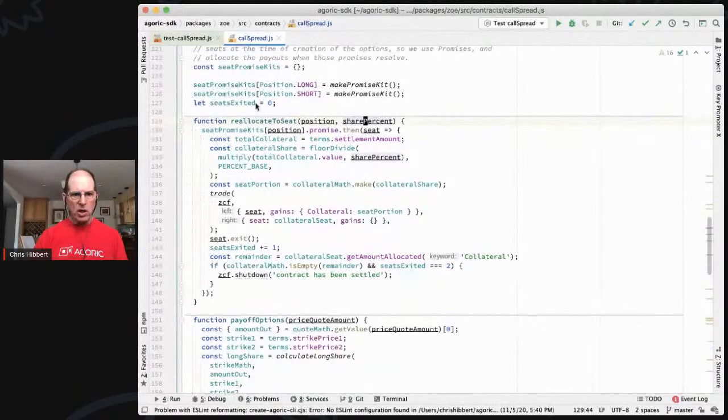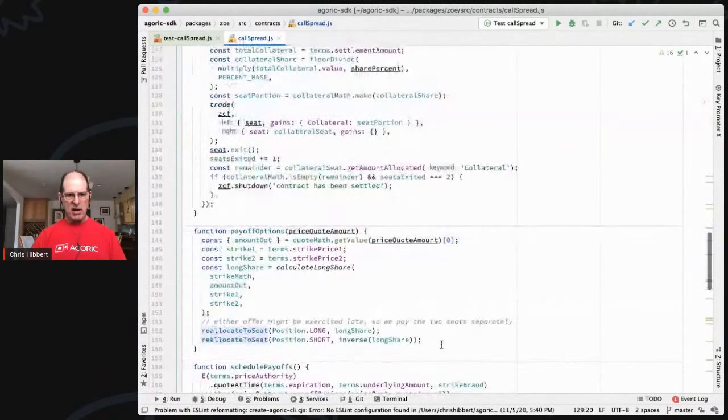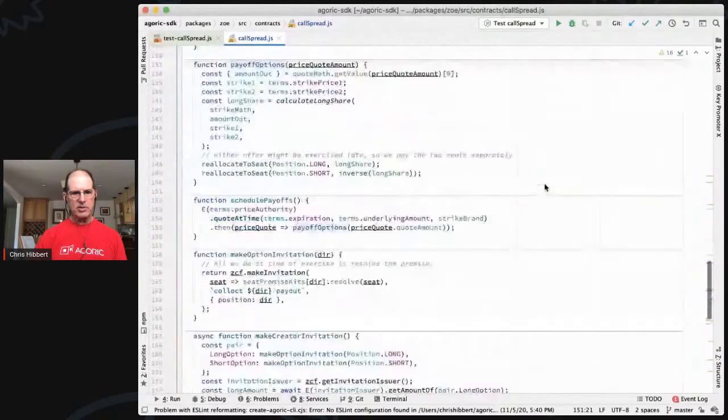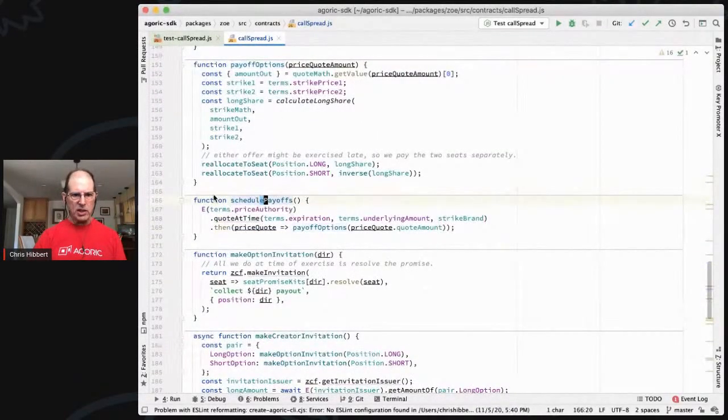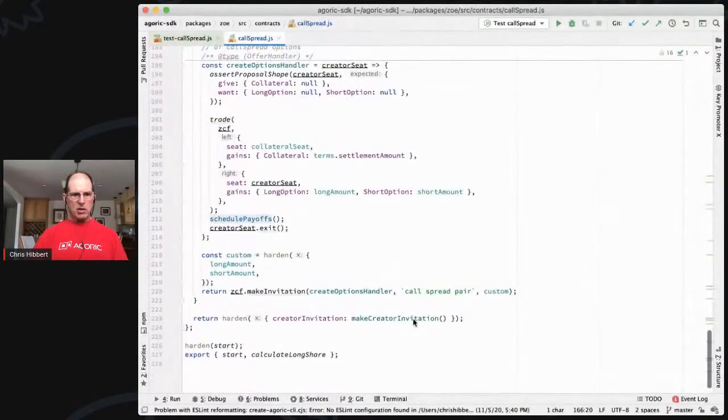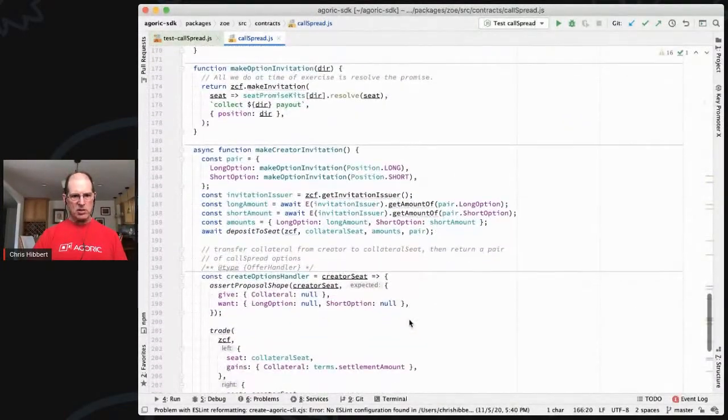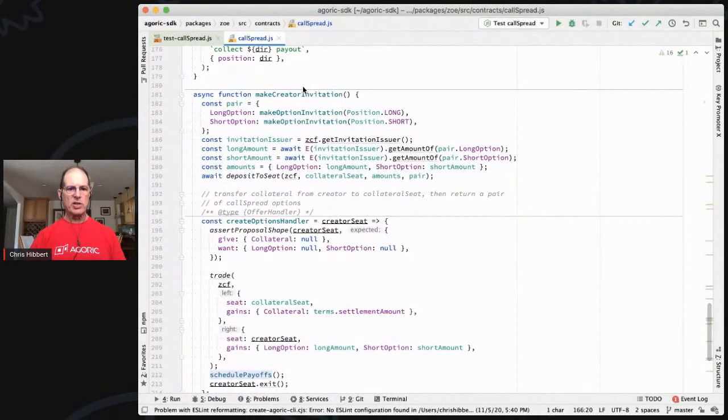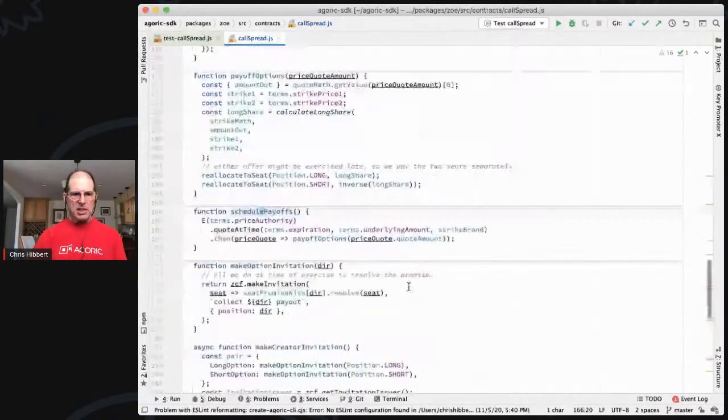So share percent. Reallocate to seat was called from down here, and this function is called once we have the price quote. Actually, I need to go back even one more step. So this is where we schedule the payoffs. We did that just as soon, sorry, scrolling slowly. There. This is in the very beginning MakeInvitation. As soon as we stored the collateral amount and the settlement amount in the collateral seat, we also schedule payoffs. And schedule payoffs is here.